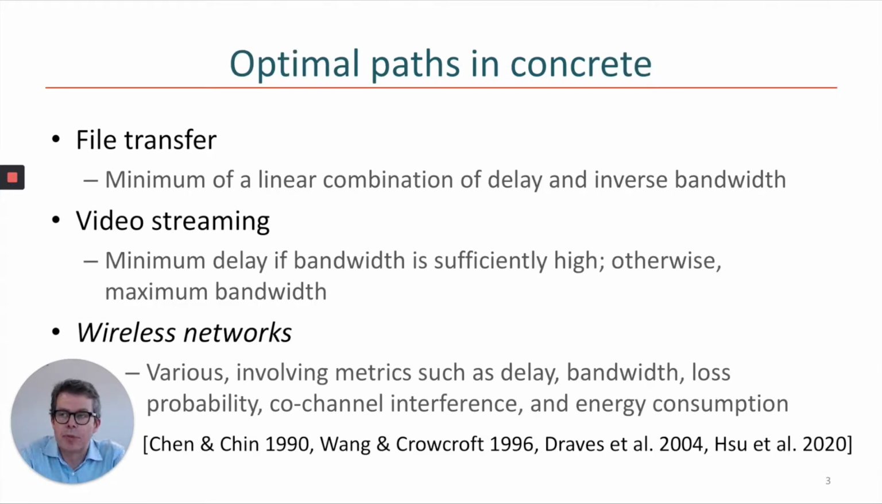Optimal paths come in different forms. An optimal path to convey a file across a network is a path that minimizes a linear combination of delay and inverse bandwidth. An optimal path to stream a video across a network is a path that minimizes delay as long as its bandwidth is sufficiently high. If it is not sufficiently high, then it is a path of maximum bandwidth. And in wireless networks, we find many different notions of optimal paths supported on elementary metrics such as, in addition to delay and bandwidth, loss probability, co-channel interference, and, in the case of battery-powered devices, energy consumption.